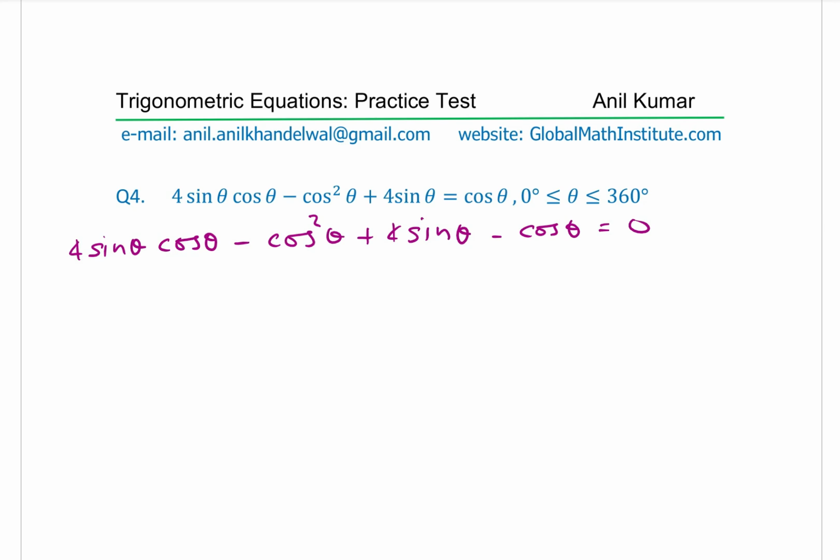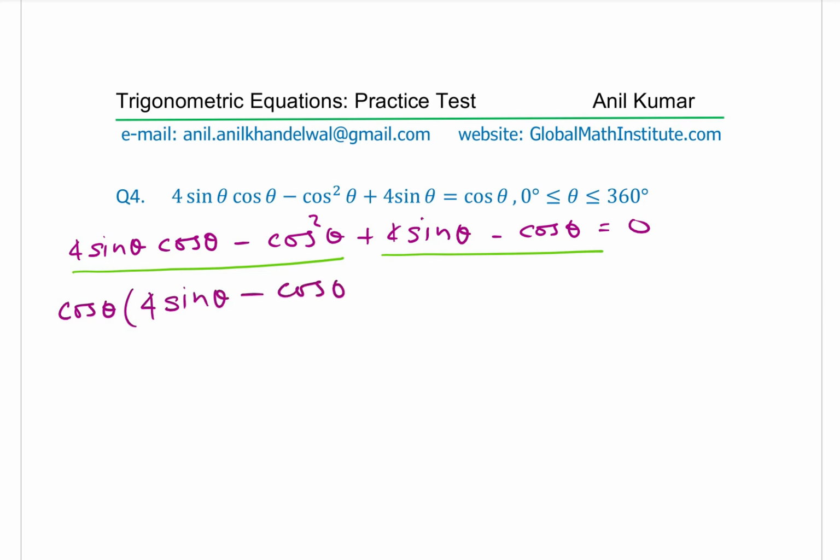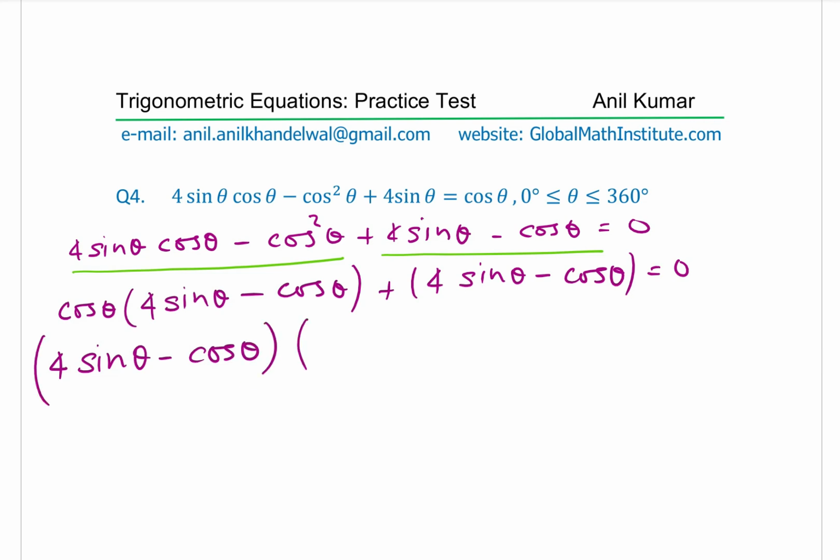Now, how can we do it? Well, we could group factor it. We can take cos theta common here, and we get the 4 sine theta terms common. So we could write this as cos theta is common in the first two terms. We get 4 sine theta minus cos theta. Plus, here we already have 4 sine theta minus cos theta equals to 0. So we can take 4 sine theta minus cos theta as a common term. And we get cos theta plus 1 equals to 0.